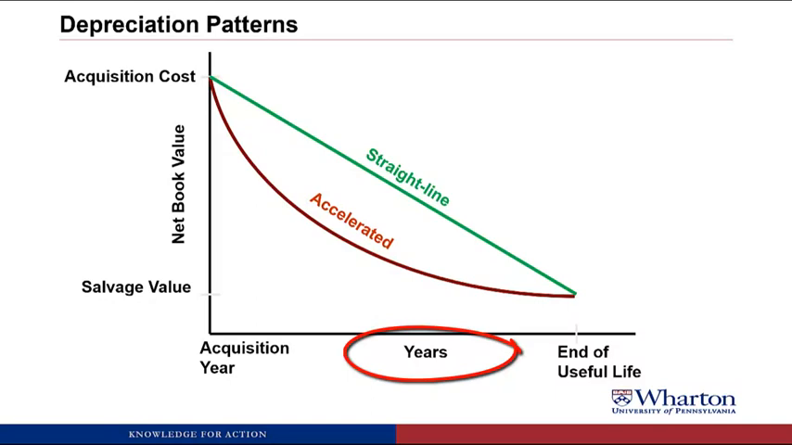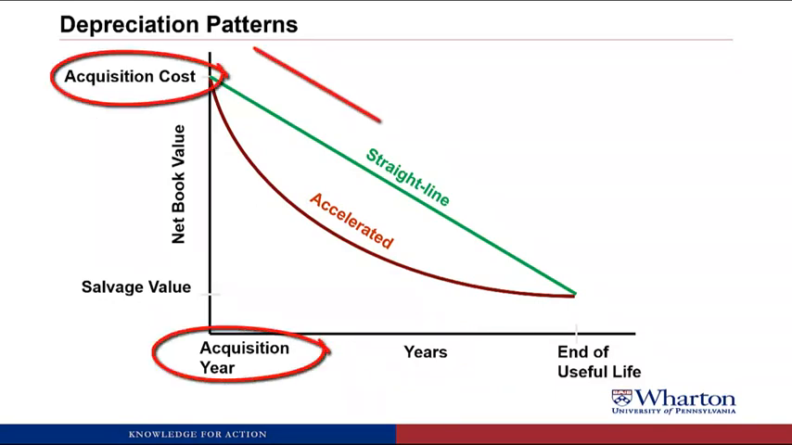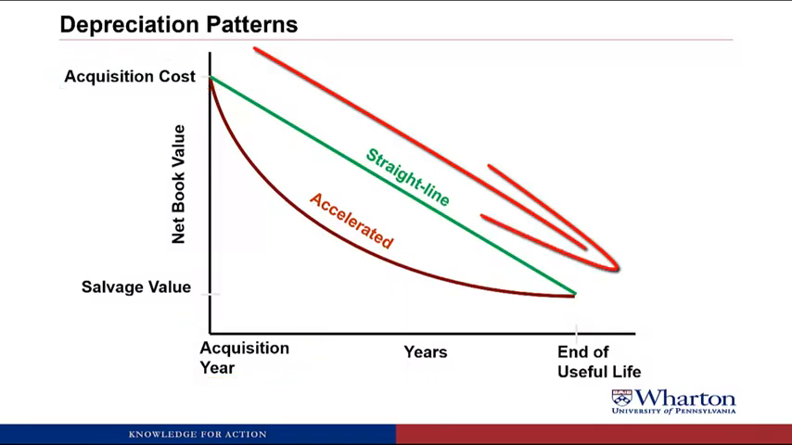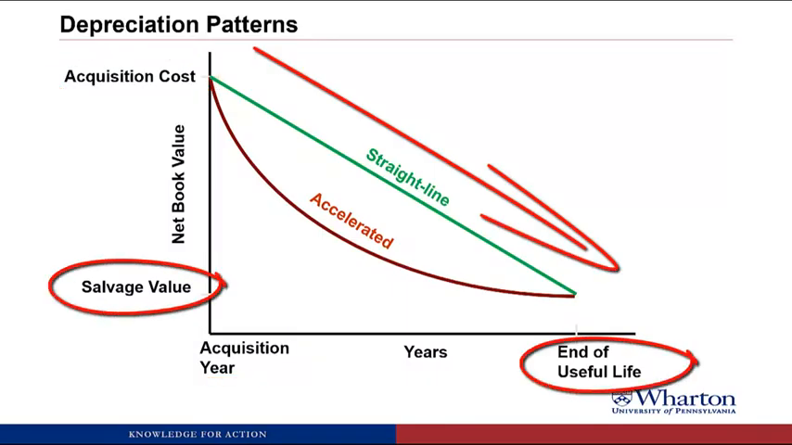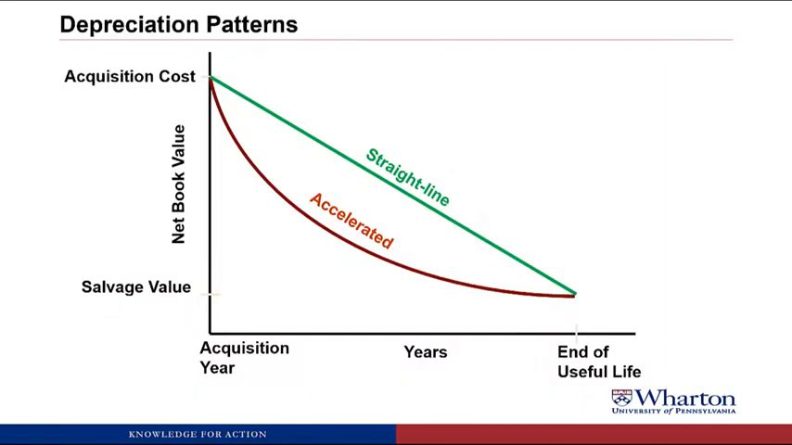So straight line depreciation takes you from the acquisition cost at the acquisition year down to the salvage value at the end of the useful life in a straight line even fashion. So we've got the same depreciation expense every year. Any kind of accelerated method, you're going to have a bigger drop in the book value in early years, but then it'll taper off so you get to the same place by the end of the useful life, with the difference being that there's more depreciation expense in early years and less depreciation expense in later years.